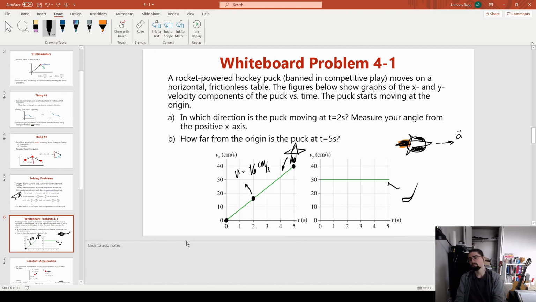So we've got 16 centimeters. We found part A. Now we are tasked with finding how far from the origin the puck is at 5 seconds. And I'm trying to tell you right now that doing that line integral, trying to find the distance traveled, that's messy. But we don't need that anyways. We're asking for a displacement, not a distance traveled. What is that question?